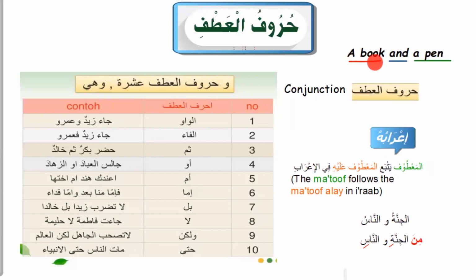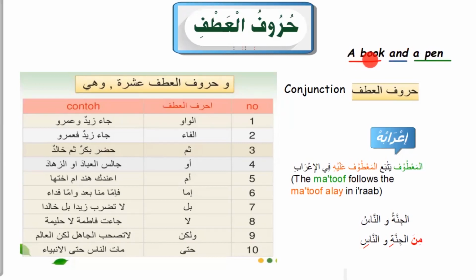So the first one is termed the ma'tuf alay. The first part that the conjunction is joining is called ma'tuf alay, and the second part is termed the ma'tuf. So a conjunction joins two things together. The first one is what? Ma'tuf alay. And the second one is what? The ma'tuf. I hope that is clear.